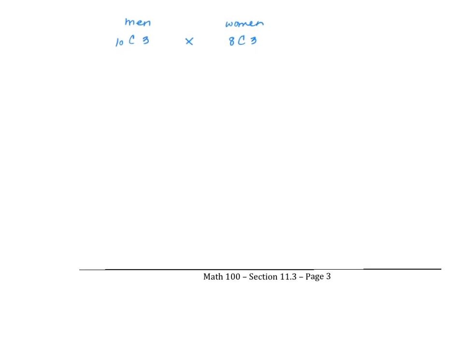So I'm just going to use my calculator to do 10C3. That gives me 120. 8C3 gives me 56. When I multiply these across, I get 6720. So again, probably the most difficult type of counting problem. And this is actually the end of our counting problems, the 11.1 through 11.3. We're going to start our permutations in 11.4.